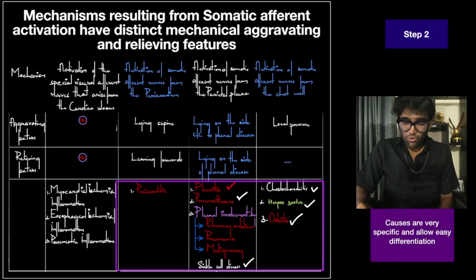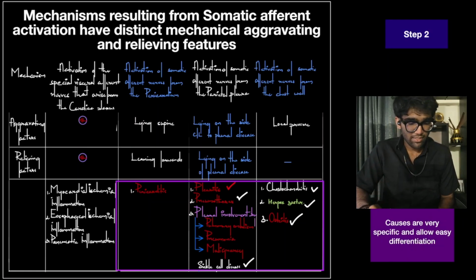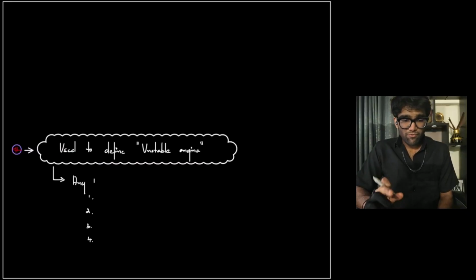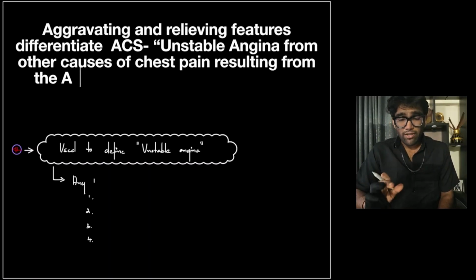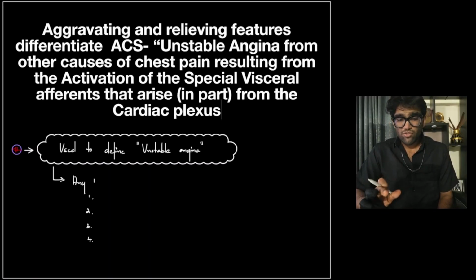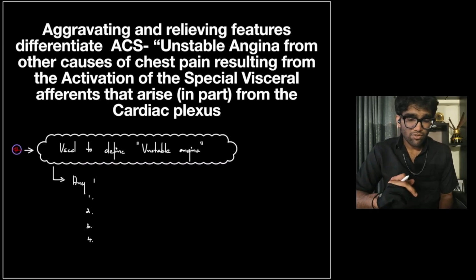Okay. So I've just discussed the causes in which the somatic efferent nerves are activated; they are very specific and allow easy differentiation. Now, before we go into activation of the cardiac plexus, one major and very important life-threatening situation in which the special visceral efferents from the cardiac plexus can be activated is when you have infarction of the myocardium, or impending infarction of the myocardium.